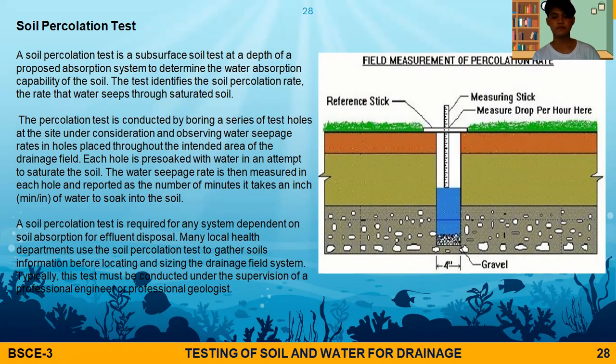Soil percolation test. A soil percolation test is a subsurface soil test at the depth of a proposed absorption system to determine the water absorption capacity of the soil. The test identifies the soil percolation rate, the rate at which water seeps through saturated soil. This is an example of field measurement for percolation rate. We need a measuring stick, a reference stick, to measure the drop per hour.